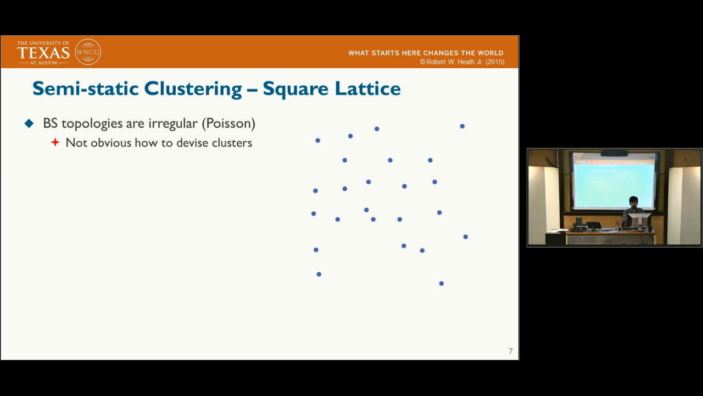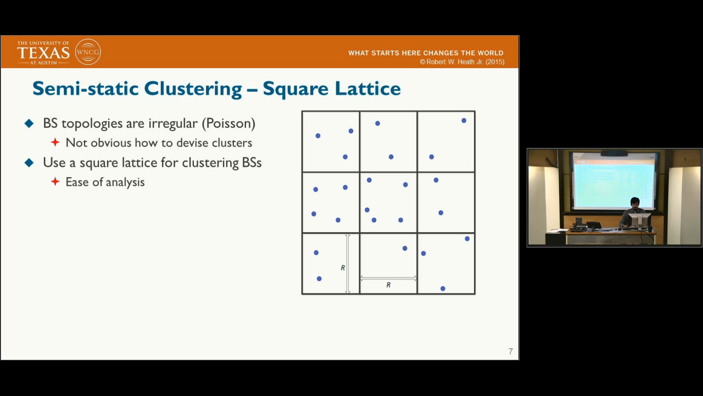To explain semi-static clustering, we show some random locations of the base stations, which would be the case in practice since base station topologies are irregular. So it's not obvious how to group these base stations into clusters. For analytical simplicity, we assume a square lattice to cluster the base stations. Each cell of the square lattice is parameterized by a length r, and all the base stations that fall within a square cell are said to constitute a cluster.